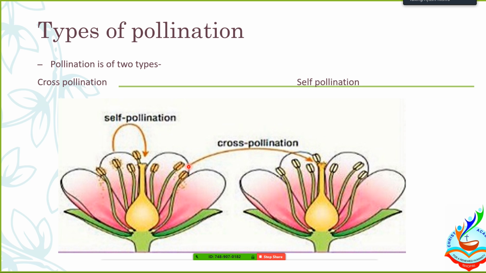Then cross pollination occurs between two flowers of different plants. When the pollination occurs in different plants, then it is called cross pollination. As you can see in the picture, self pollination means pollination occurs between the same plants or the plants of same breed. Then cross pollination occurs between different plants.